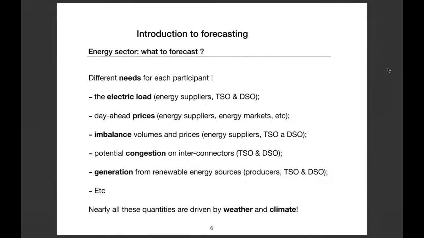The producer, for them, it could be interesting to know in advance what will be the generation of tomorrow. Because if they know in advance how much energy they will produce, it's easier for them to adjust the contract or the price at which they will sell the electricity, etc. And in fact, nearly all of these quantities are driven by weather and climate.